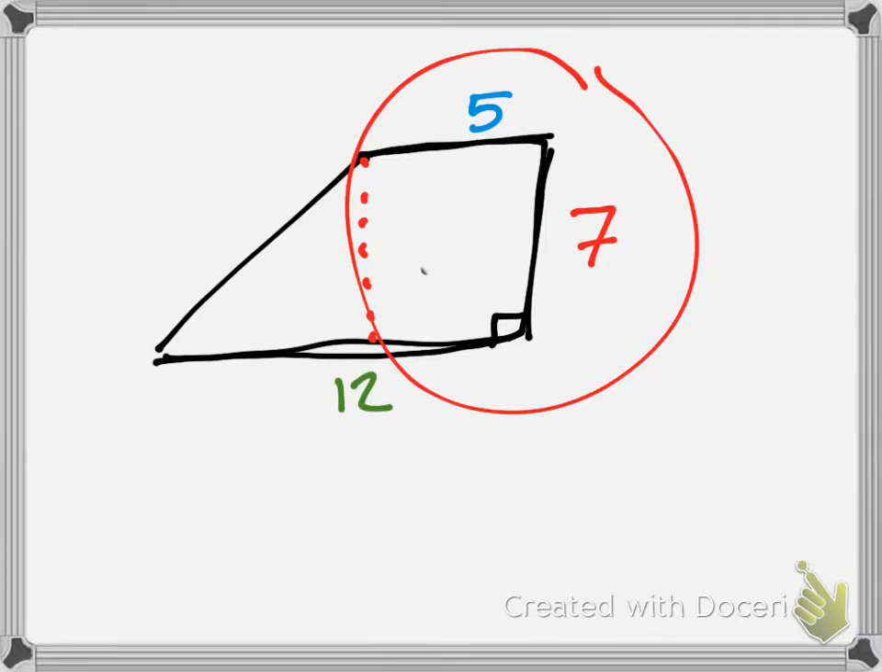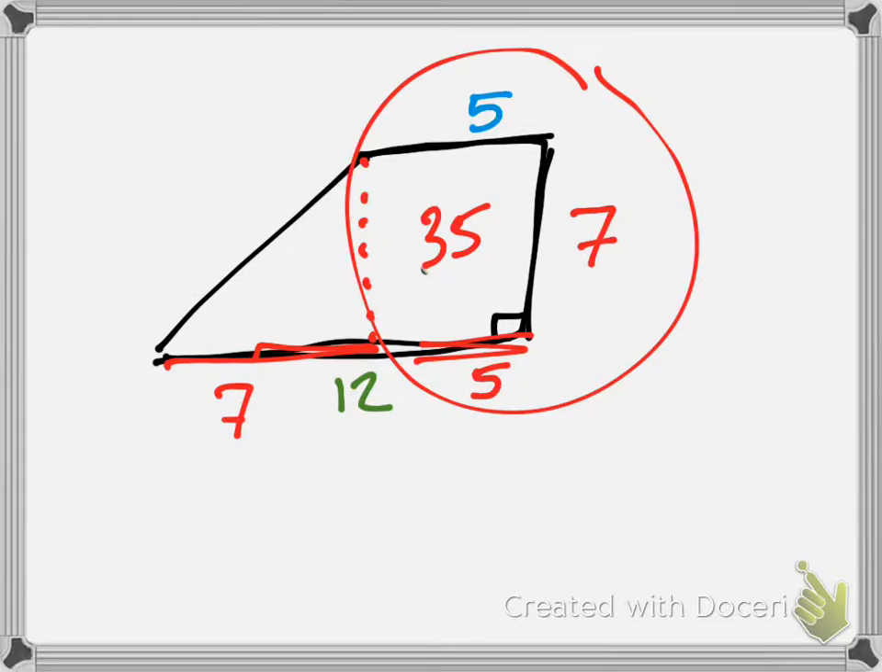Oh, 35. Perfect. We get 35. Now, what is this length here? If this length is 5, the whole length is 12. What's that length there gonna be, Rafi? Lily, what'd you get? 7. Exactly, because 7 plus 5 is 12.